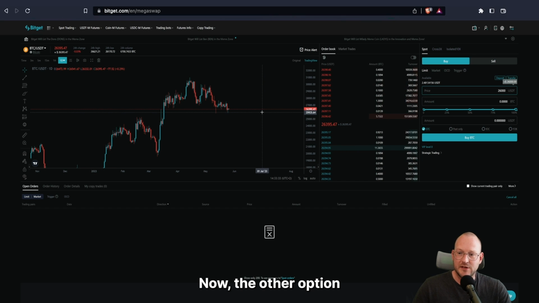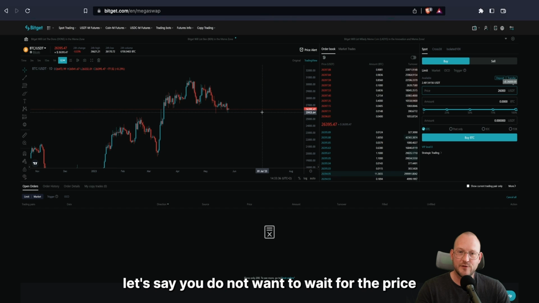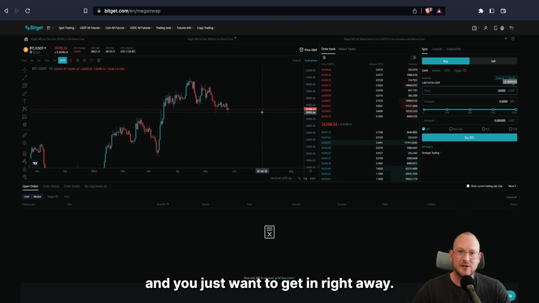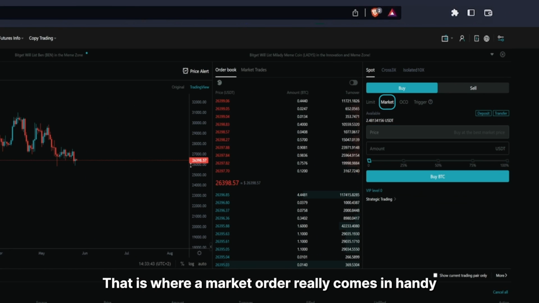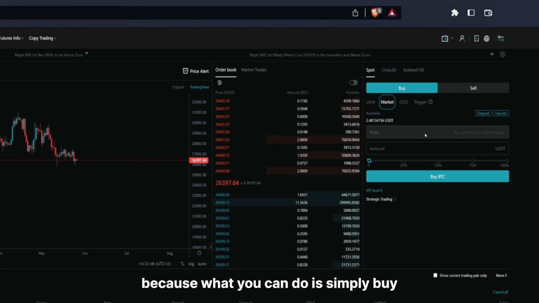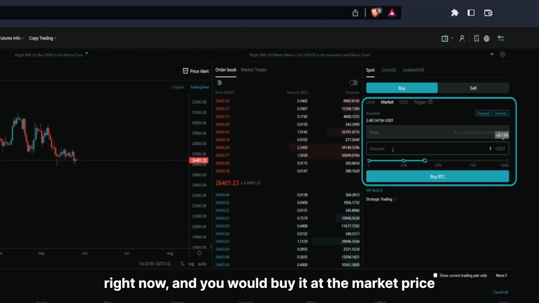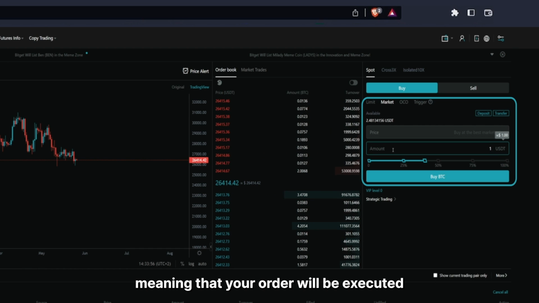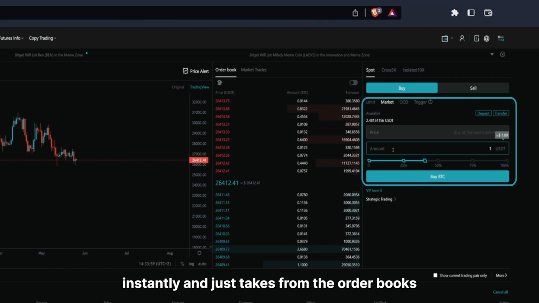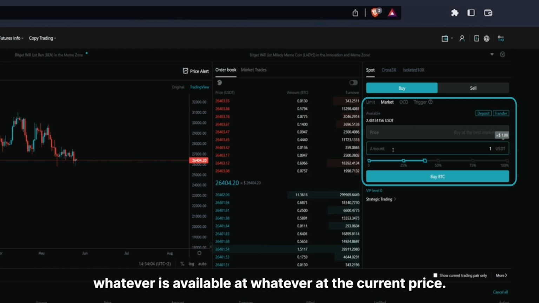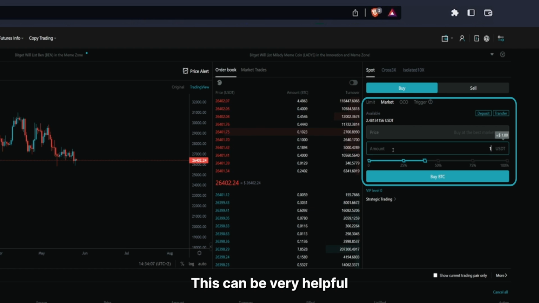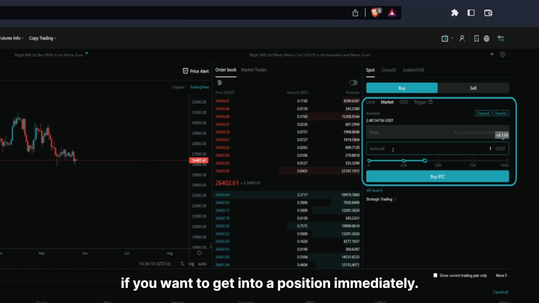Now the other option, let's say you do not want to wait for the price to come to that specific price point and you just want to get in right away. That is where a market order really comes in handy, because what you can do is simply buy one Bitcoin right here, right now, and you would buy it at the market price, meaning that your order will be executed instantly and just takes from the order books whatever is available at the current price.